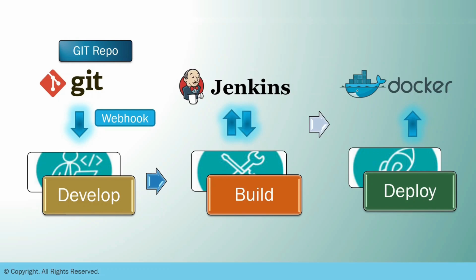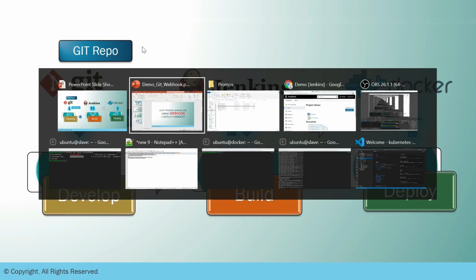But a Jenkins job can be triggered manually, or if you don't want any manual intervention, then you can set up a webhook that will automatically trigger the Jenkins job whenever any defined action is performed on the GitHub repo. So that's what we are going to see in action here.